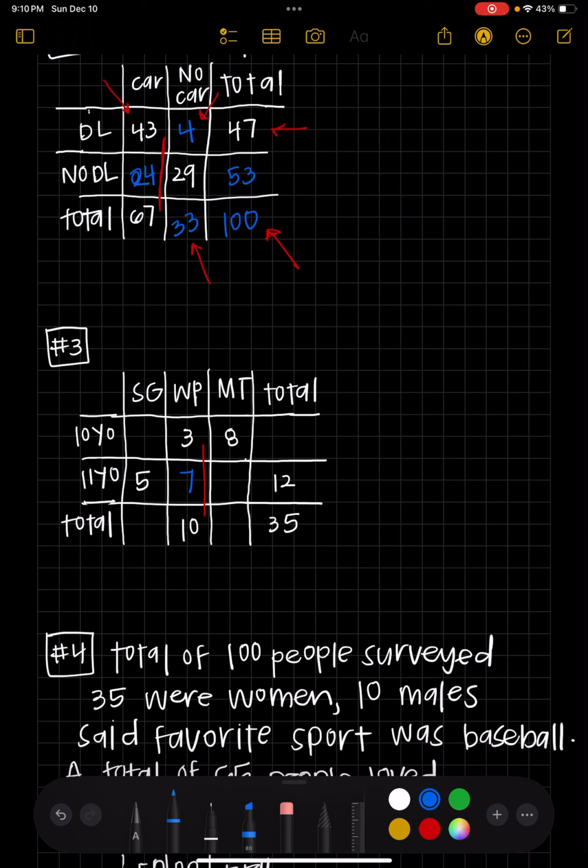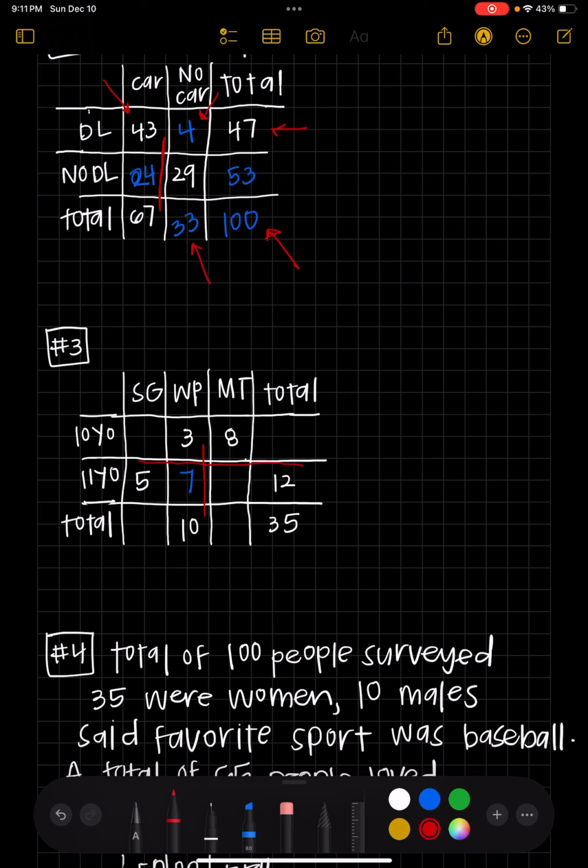All right, now again, you're looking for one thing, whether it be a row or a column, that only has one blank. And again, there's only one option, and it's the 11-year-olds row, because now that you filled out that 7, you only have one blank left in there. And in this one, we have the total of 12. We know that there are 5 people that liked sports games and 7 people that liked water parks. So how many 11-year-olds liked movie theaters?